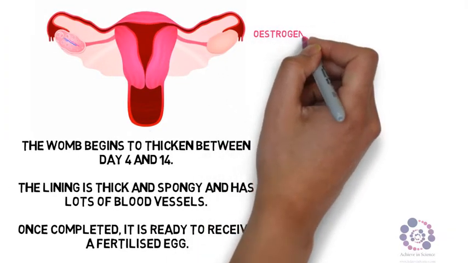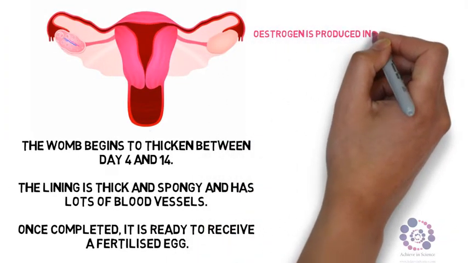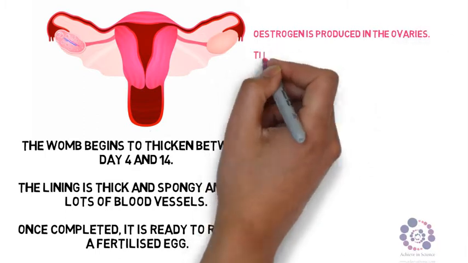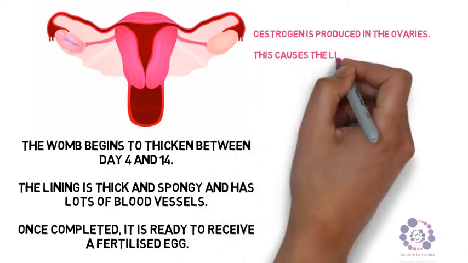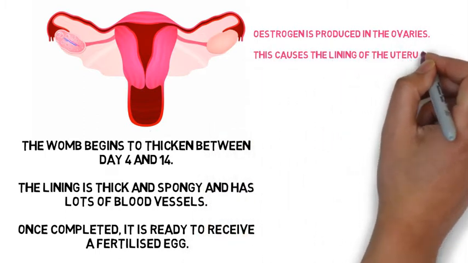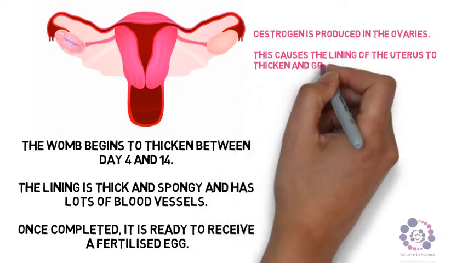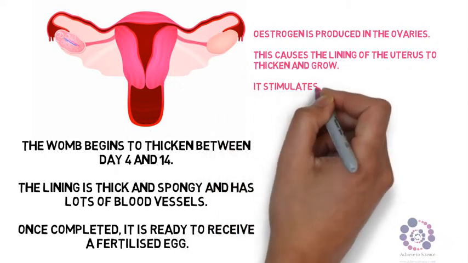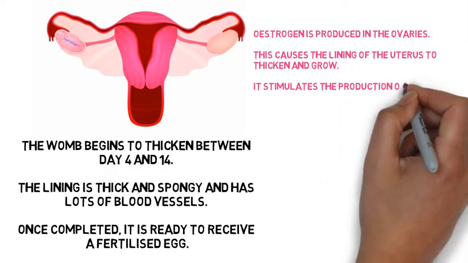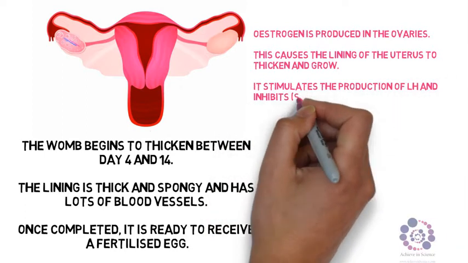The second event is signaled by estrogen, produced by the ovaries. Estrogen is responsible for causing the lining of the uterus to thicken and grow. It will also stimulate the production of LH, whilst also inhibiting, which means slowing down, the production of the hormone FSH.